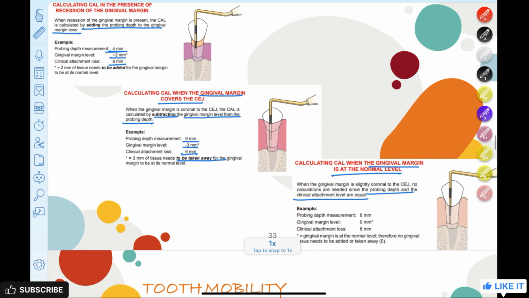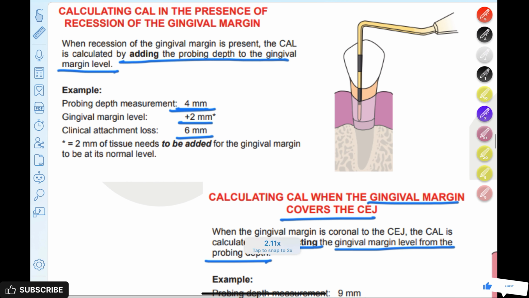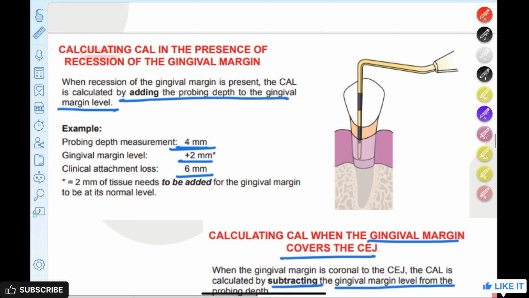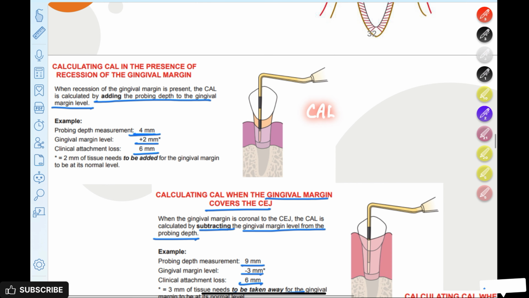So how to calculate clinical attachment level or clinical attachment loss? First of all, calculating CAL in the presence of recession of the gingival margin: when recession of the gingival margin is present, the CAL is calculated by adding the probing depth to the gingival margin level. So how to calculate CAL? CAL is equal to probing depth plus gingival recession. It is very important. Okay.